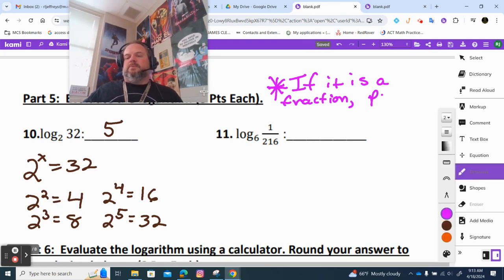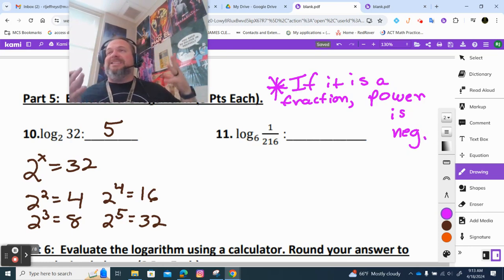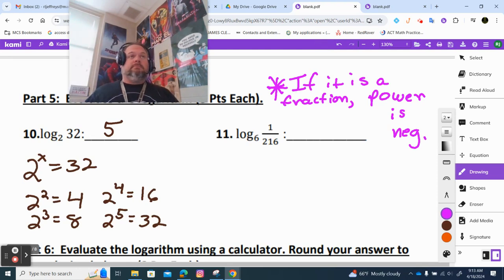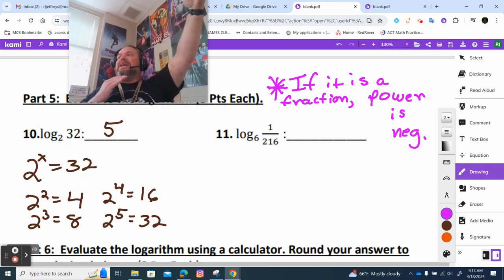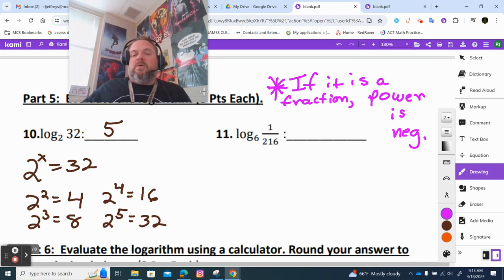All right. If only on this part right here, if it's a fraction, the power is negative. The rocks in the head go rattle, rattle, rattle. Because remember, a negative exponent flips it upside down in the basement. So we know it's going to be negative, so we can put that down right there.